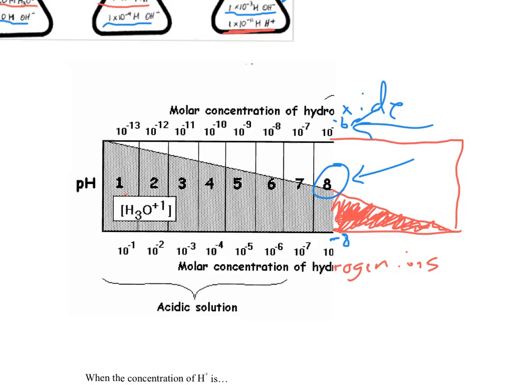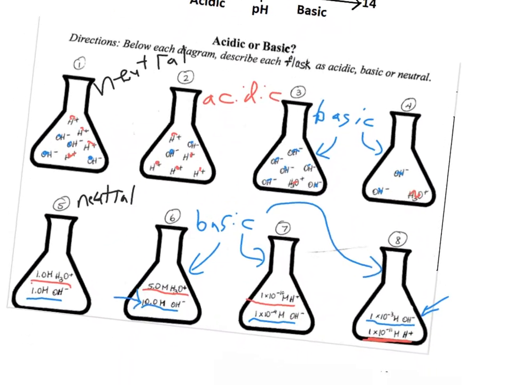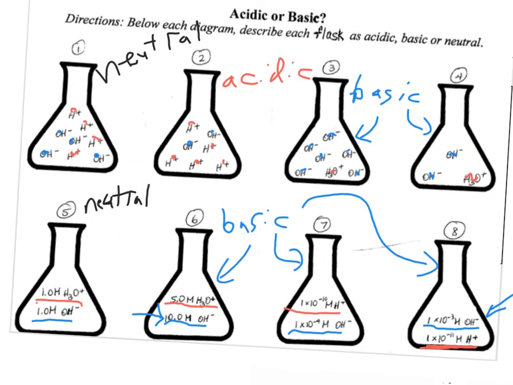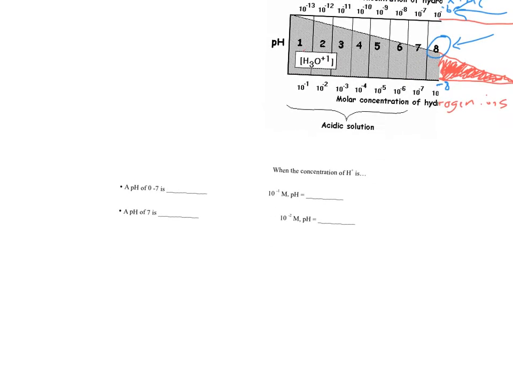Basically, the thing you need to keep in mind is that if you have a higher concentration of H pluses, like up here, that means it's acidic. If you have more OH minuses, that means it's basic, and if you have the same amount, that means it's neutral. Let's keep going.